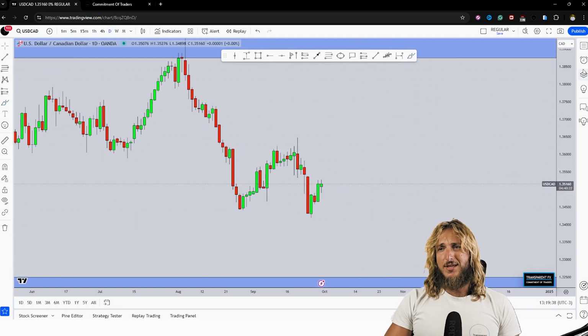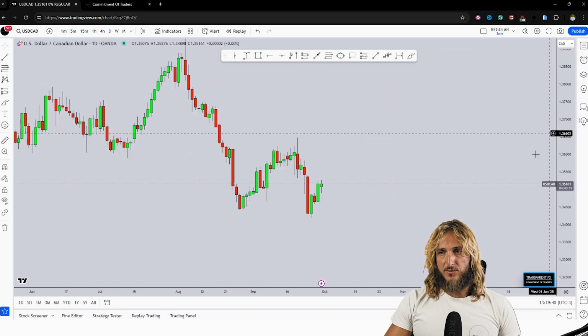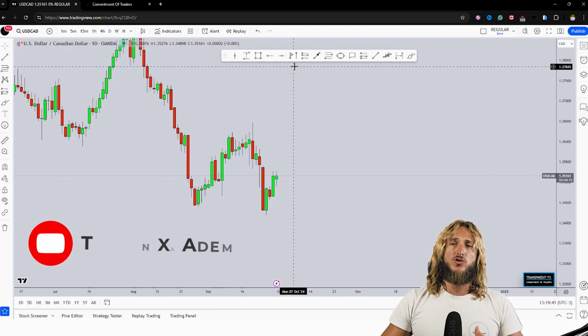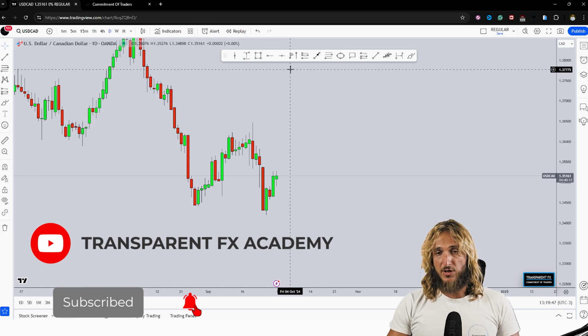Now, before we dig deeper into what we have here from a technical perspective, first, let's go and see what we have when it comes to the commitment of traders. So what hedge funds and the big players in the market are doing.